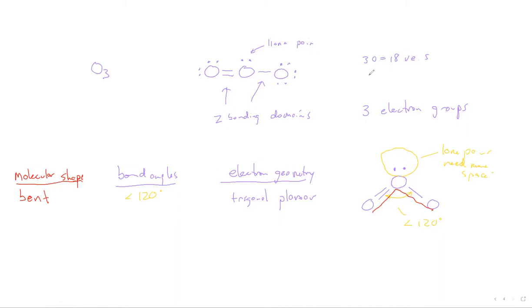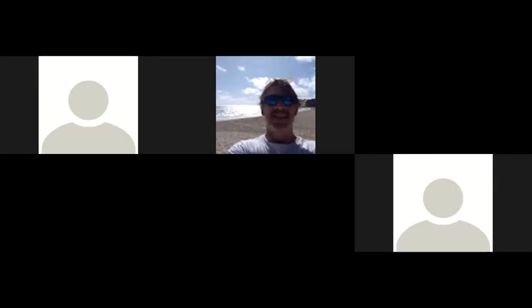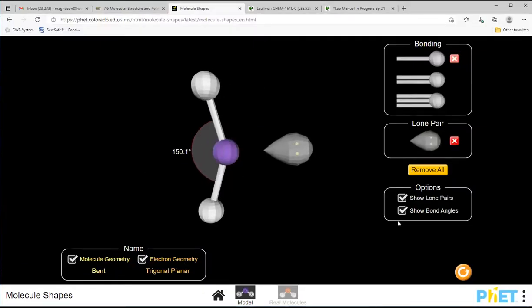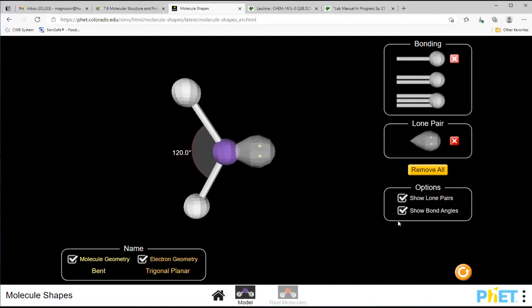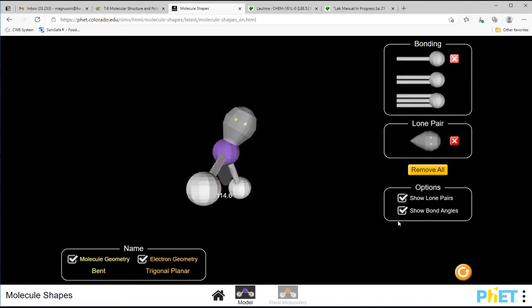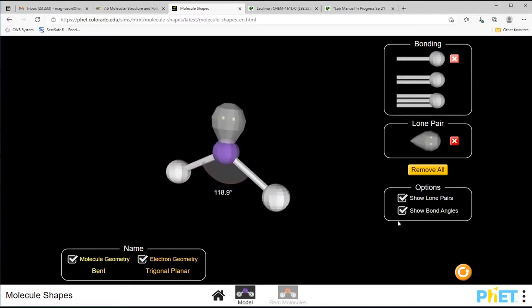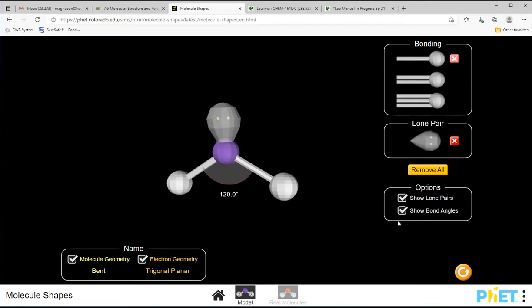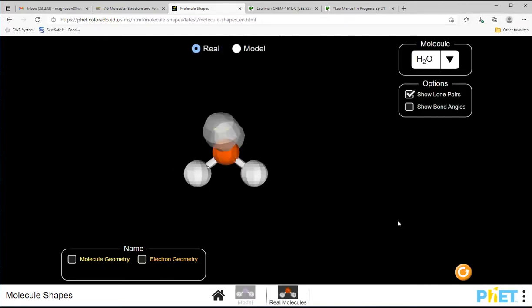And so let's check that out. We'll go to our cool model. And let's take away a bond and add a lone pair. There's a lone pair. It's not optimizing the shape, so it's not giving us the exact bond angles perfectly. But if we shift to real models, you can see that the molecular geometry is bent. But now I want to show that this is not 120. That's idealized. So we'll go to real molecules.